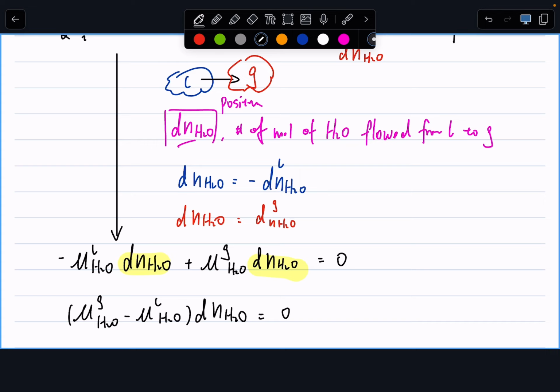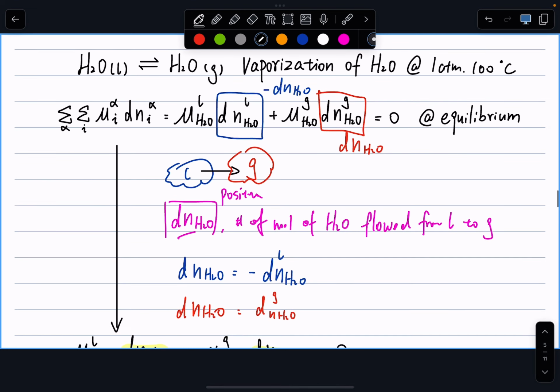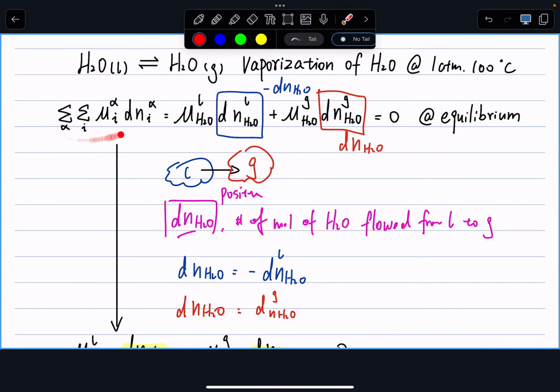Right, so far so good. What we're using here is just a simple concept, right? We know this double summation equals 0. In a system where there's only reversible vaporization of water taking place, we only have one substance, two phases. So we write out this double integral and it equals 0 at equilibrium.